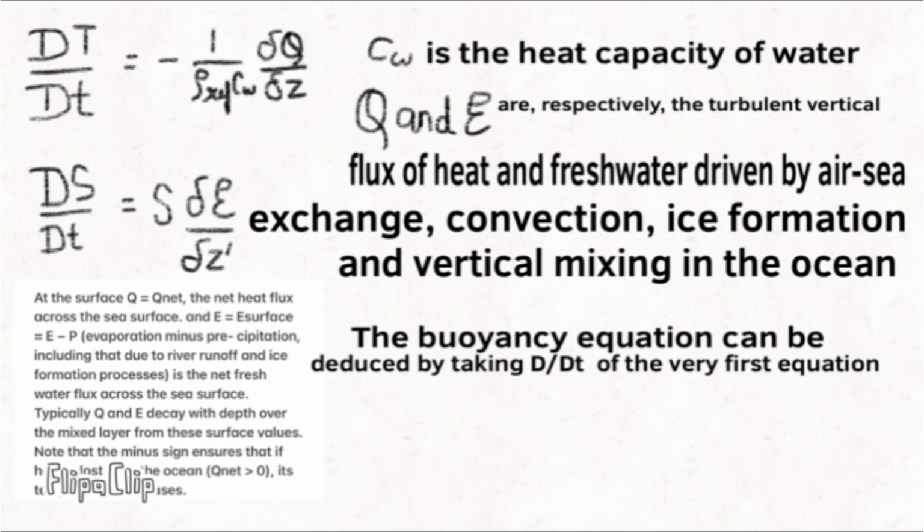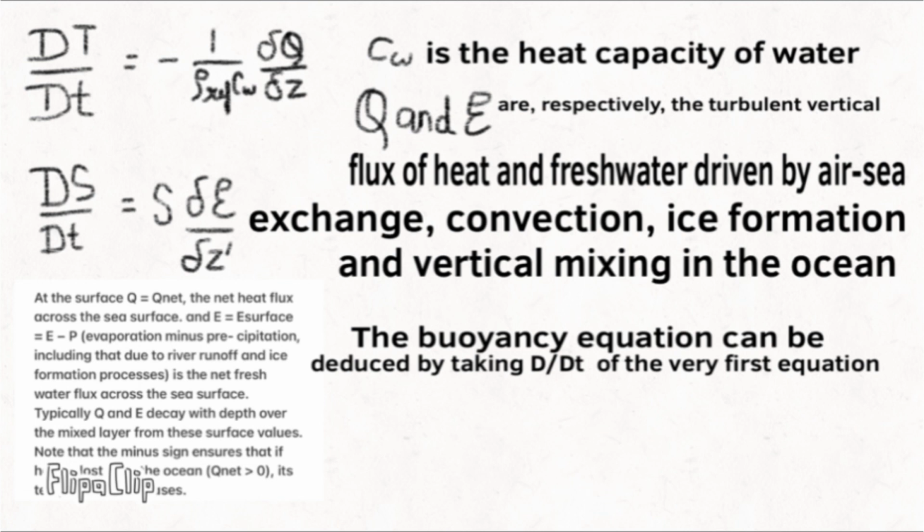At the surface, Q equals Q net, the net heat flux across the sea surface, and E equals E minus P, evaporation minus precipitation, including that due to river runoff and ice formation processes, is the net fresh water flux across the sea surface. Typically Q and E decay with depth over the mixed layer from these surface values. Note that the minus sign in the very first equation ensures that if heat is lost from the ocean, Q net will be greater than zero, and its temperature decreases.